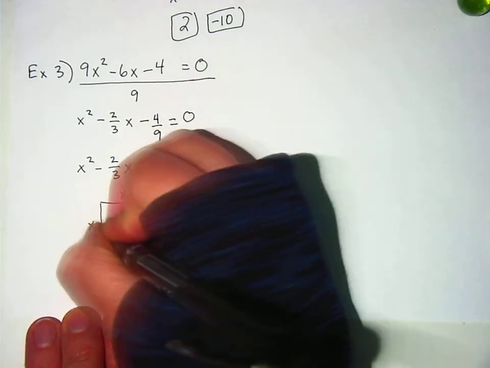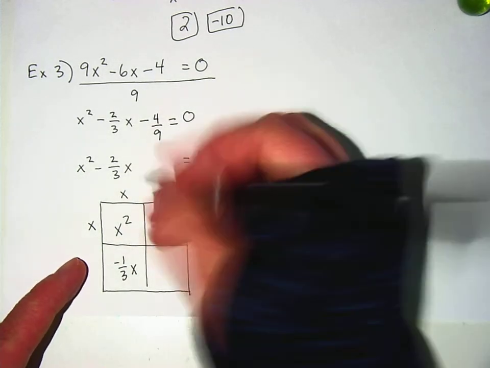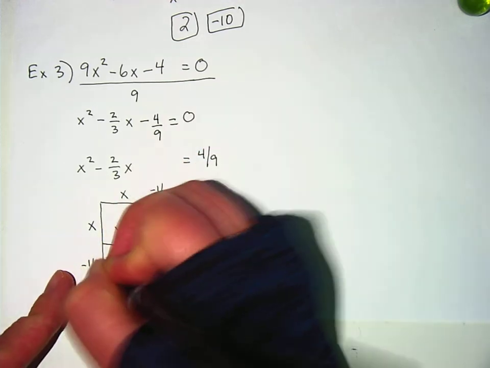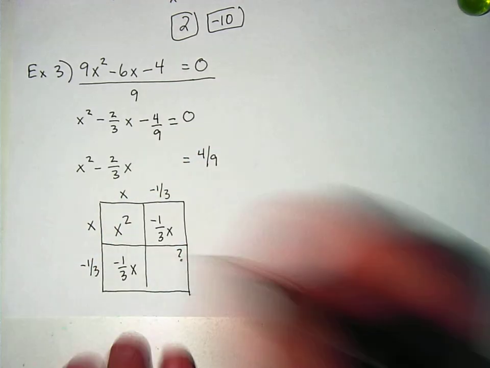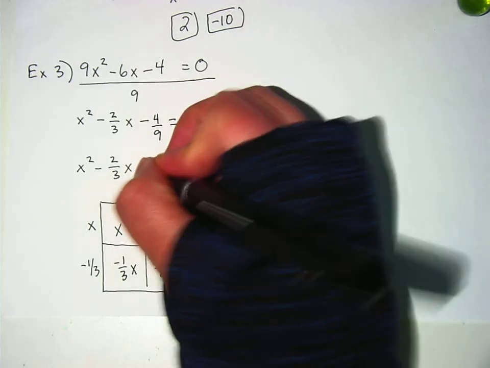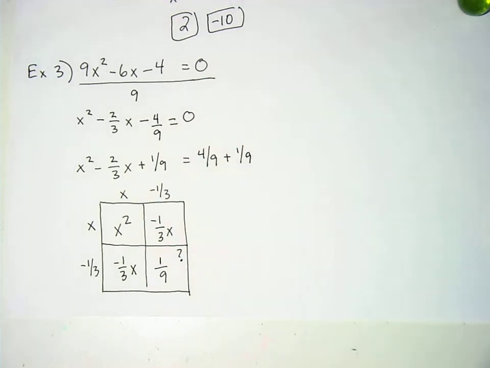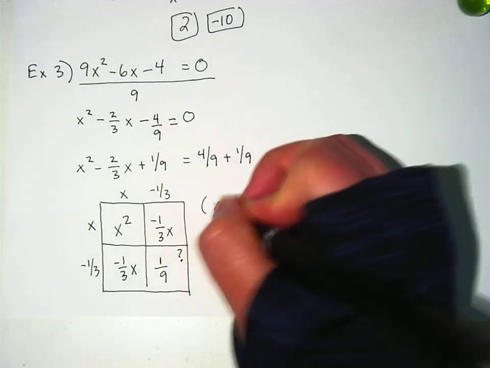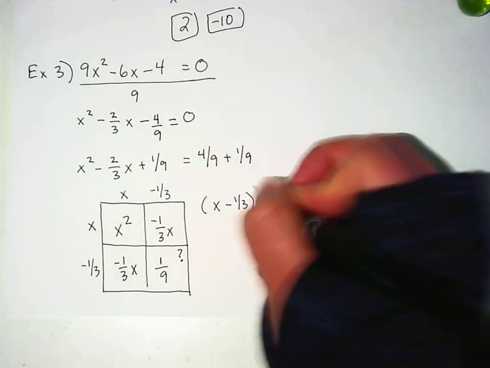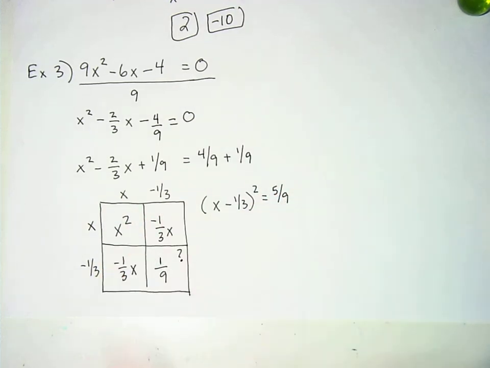On the outside goes an x and an x. What goes out here? Negative 1/3, negative 1/3. And what are we missing? 1/9. Because negative 1/3 times negative 1/3 is positive 1/9. And then positive 1/9 goes right here. All right, next step. x minus 1/3 squared equals 5/9, because remember, this is x minus 1/3, x minus 1/3, two of them makes it squared.